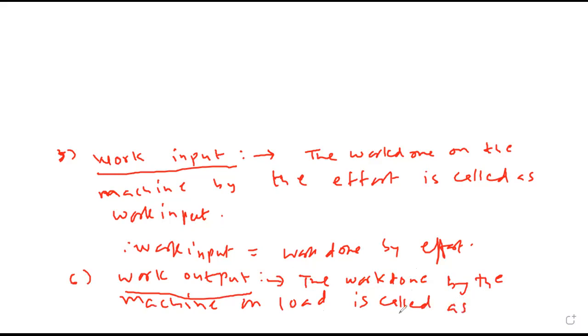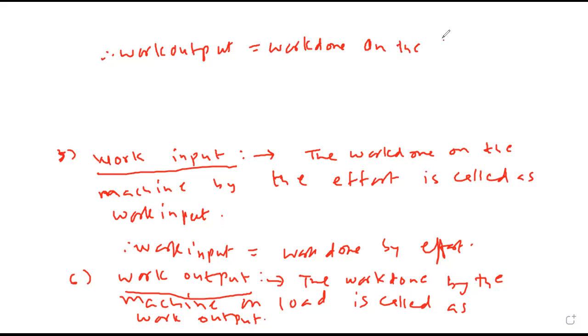is called as work output. Therefore, work output is equal to work done on the load. Work done by the machine on load is called as work output.